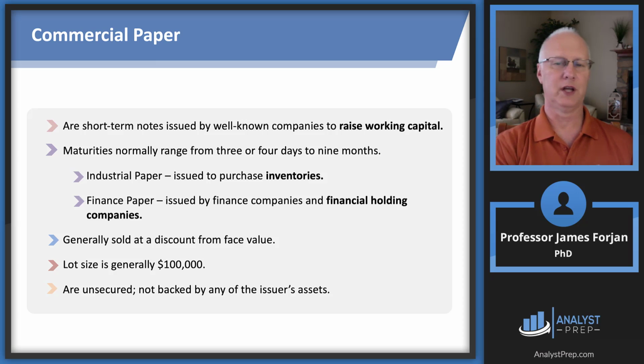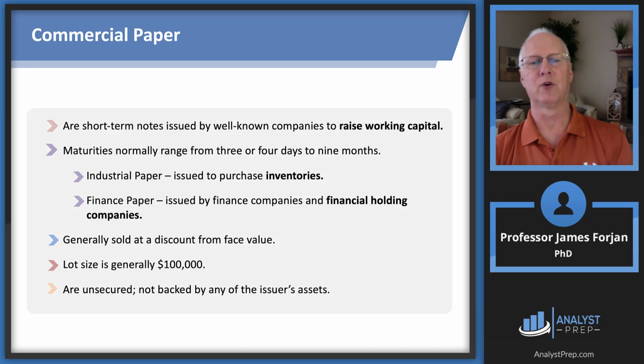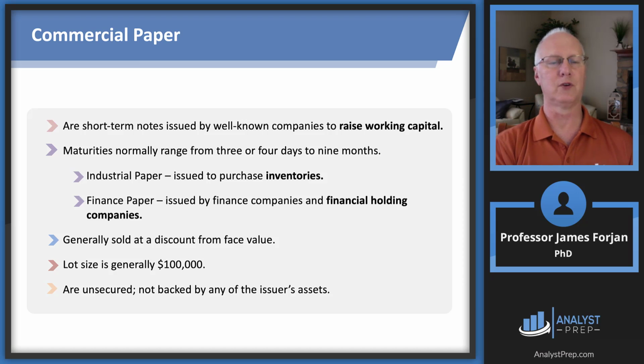If it's called industrial paper, that's used to purchase inventories, but we're probably most importantly interested in finance paper used by finance companies and finance holding companies. Of course, they're sold at a discount. There is no stated interest, so you'll buy this for $99,000 today and sell it for $100,000 weeks from now. I'm guessing that there's some commercial paper out there that's secured, but I've really never run across it, so it's totally unsecured.